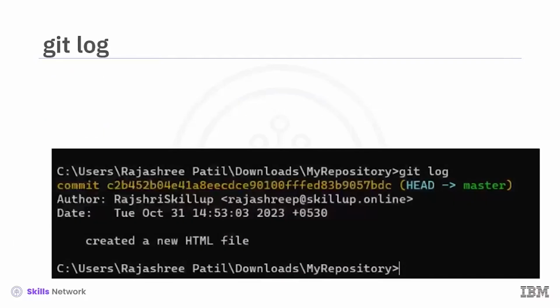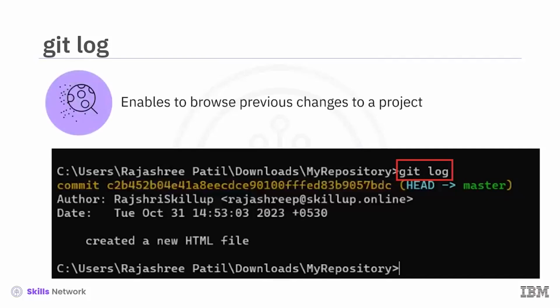If you wish to review the commit history to confirm the commit is recorded, run the git log command. It enables you to browse previous changes made to a project. Here, your commit history will reflect created a new HTML file.